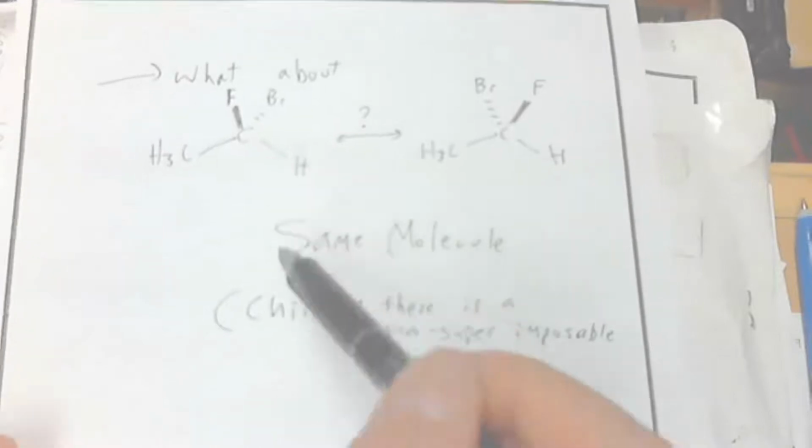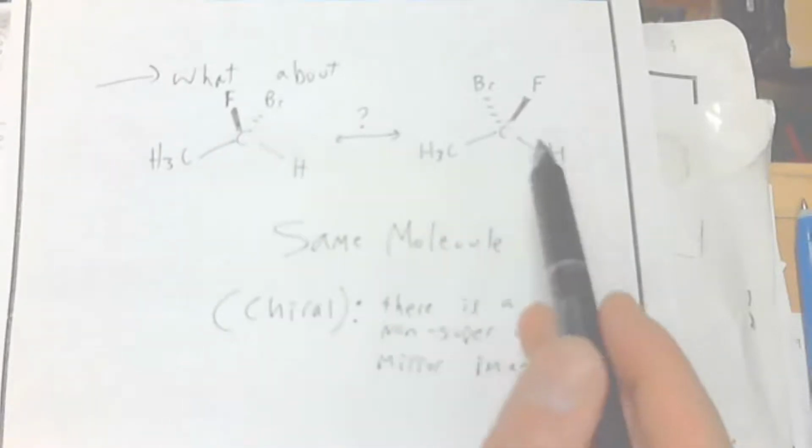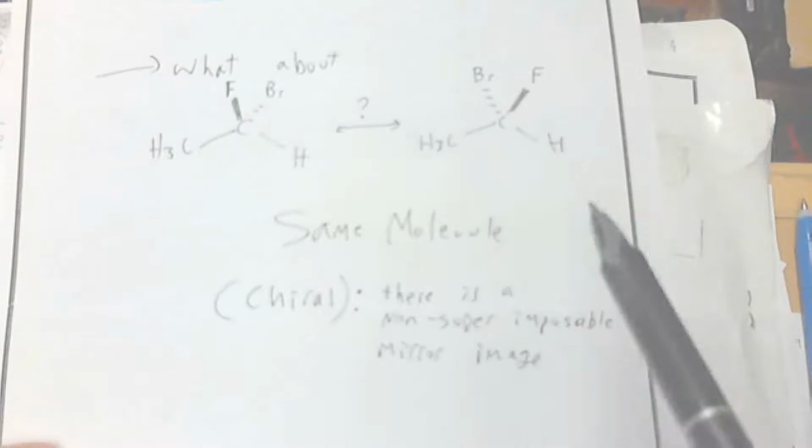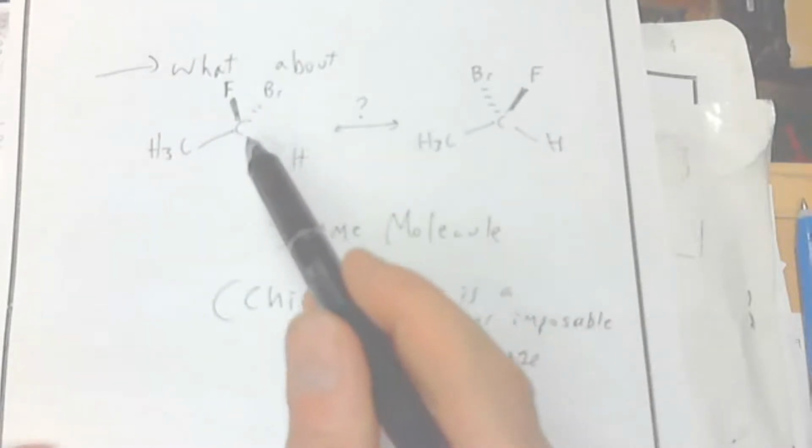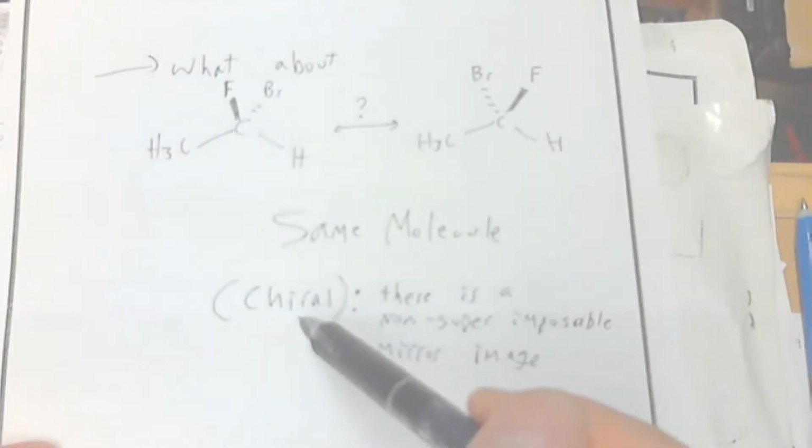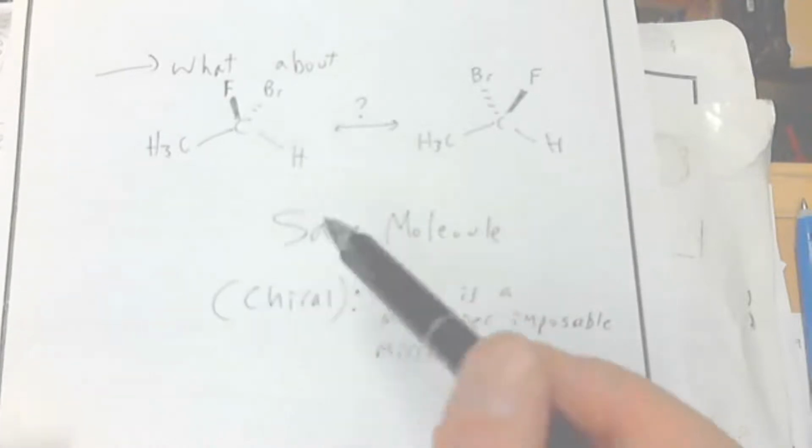I'm just not showing it here. What would it look like though? These are both the same molecule, right? What would the non-superimposable mirror image be? Because if it is chiral, it has one. What would it look like?